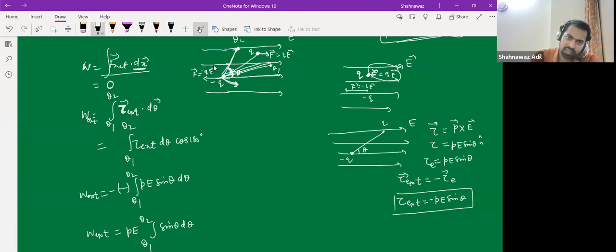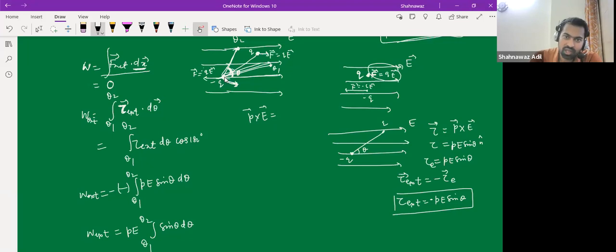So if this torque is in this direction, and theta is in this direction, how much angle do we have? 180 degrees, right? Cos theta is 180 degrees. So P cross E gives you the direction of the torque, right?